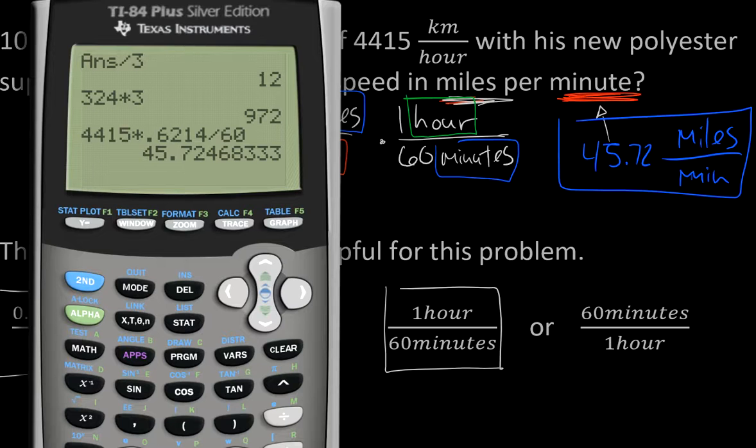So again, we've taken the units of kilometers per hour and we've successfully transformed that into miles per minute, using a bit of dimensional analysis and the idea that you can always multiply by the number 1. And when you do that, you don't change the value, you just change its units.